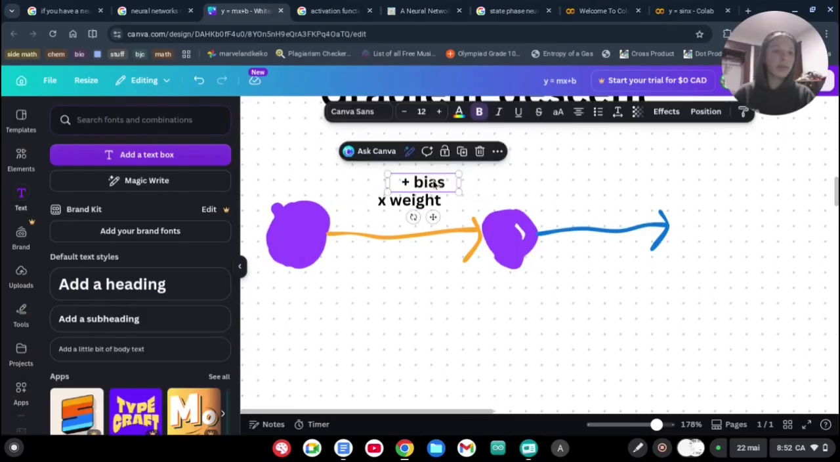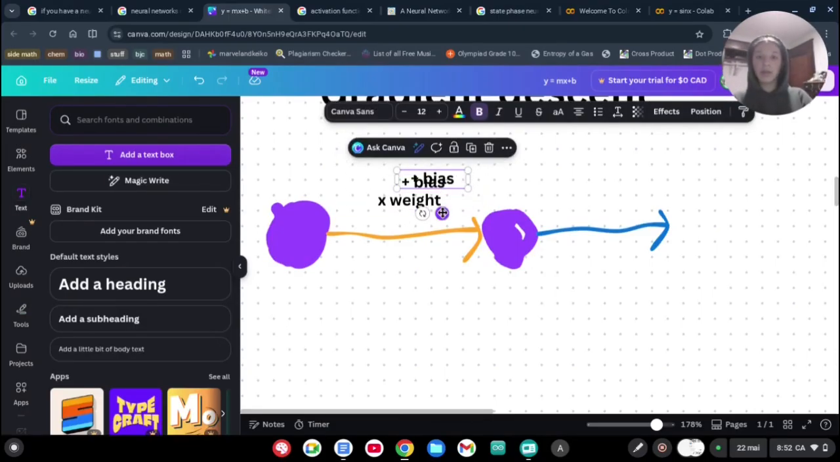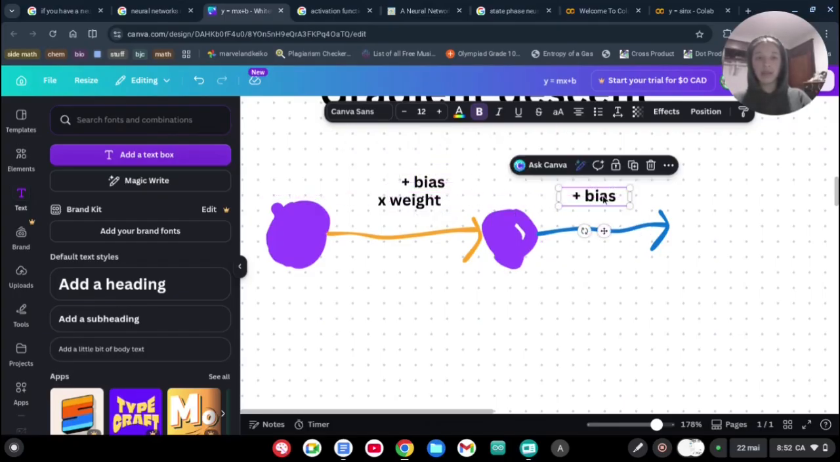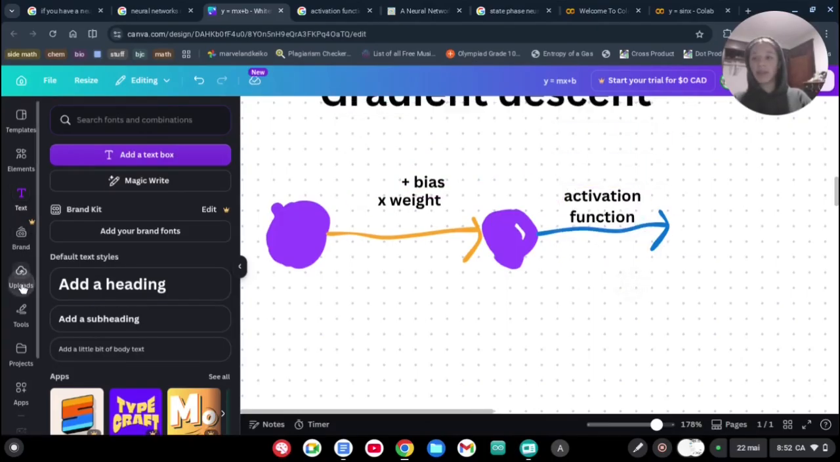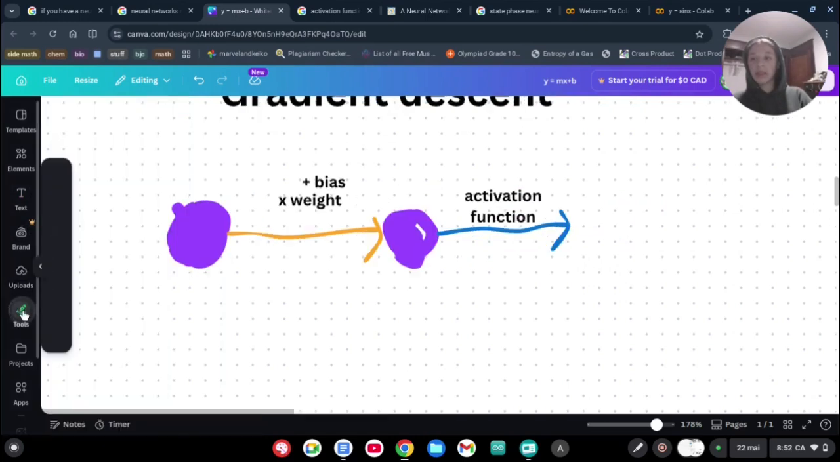Oh, wow. Okay, we need to do something about this. Copy. Activation. Okay. And then we end up with an output. Simple as that.